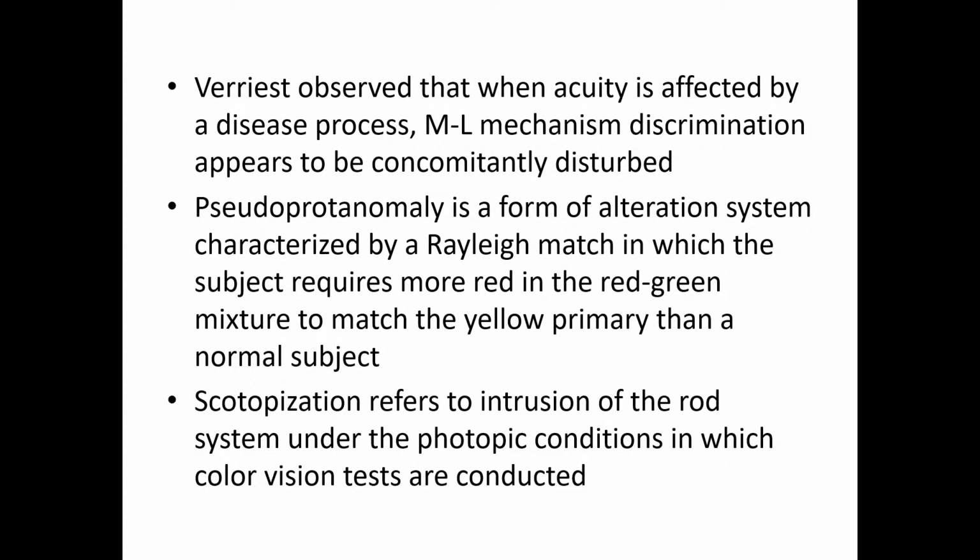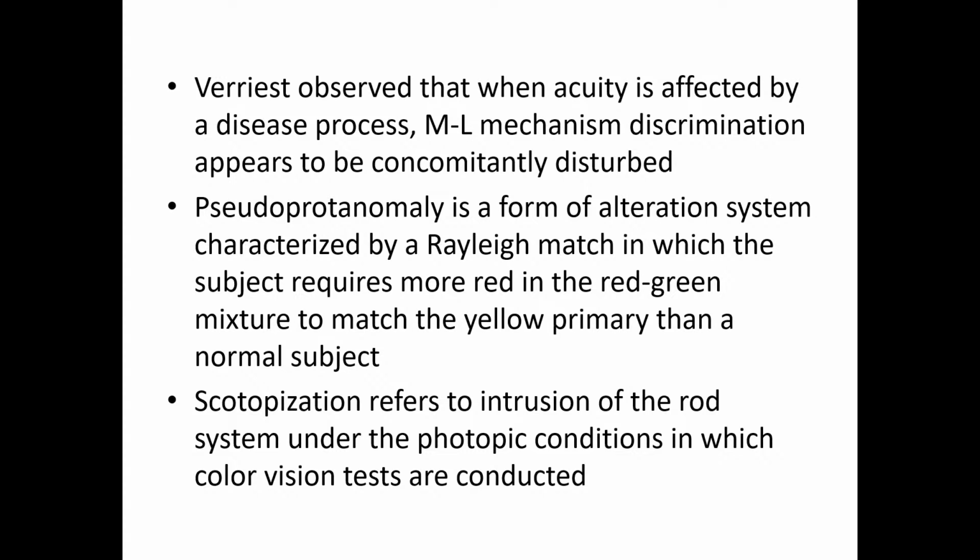So Verriest observed that when acuity is affected by a disease process, when the visual acuity is less, automatically it is going to affect the red-green color, because they convey the same pathway to the lateral geniculate body. So M and L mechanism discrimination appears to be concomitantly disturbed.